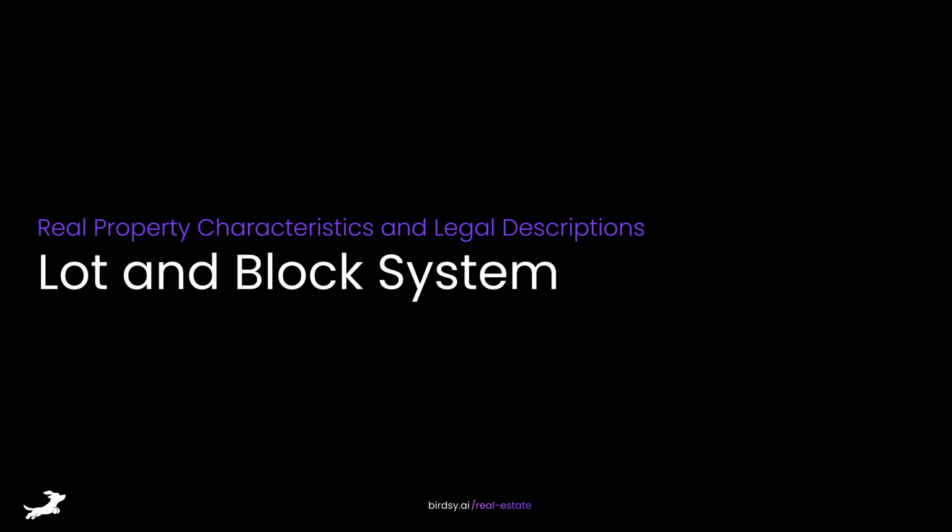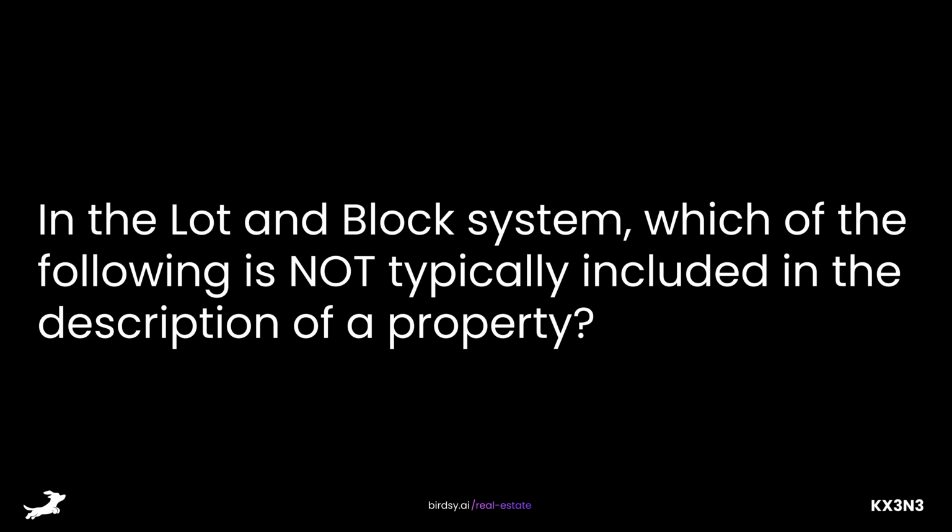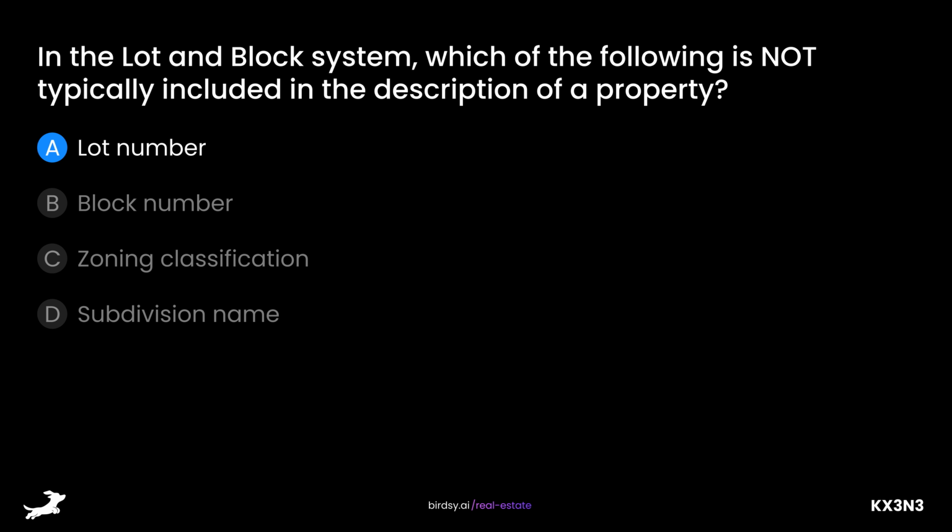Lot and block system. In the lot and block system, which of the following is not typically included in the description of a property? Is it A, lot number, B, block number, C, zoning classification, or D, subdivision name? The answer is C, zoning classification.